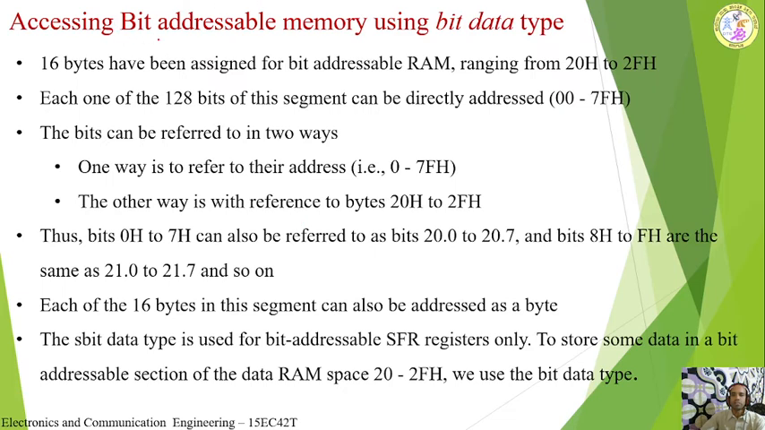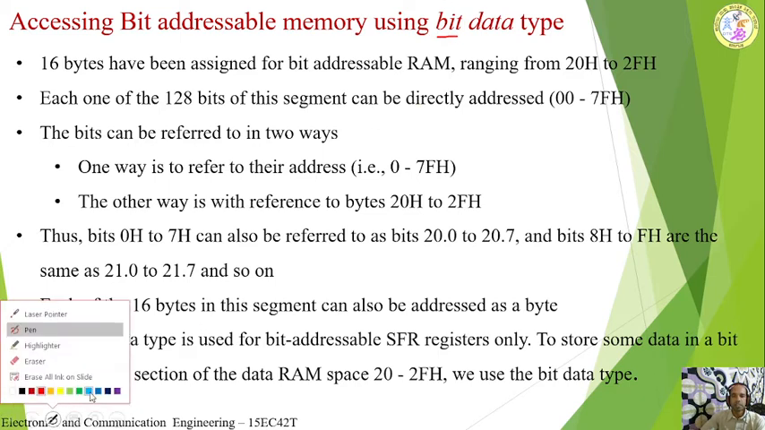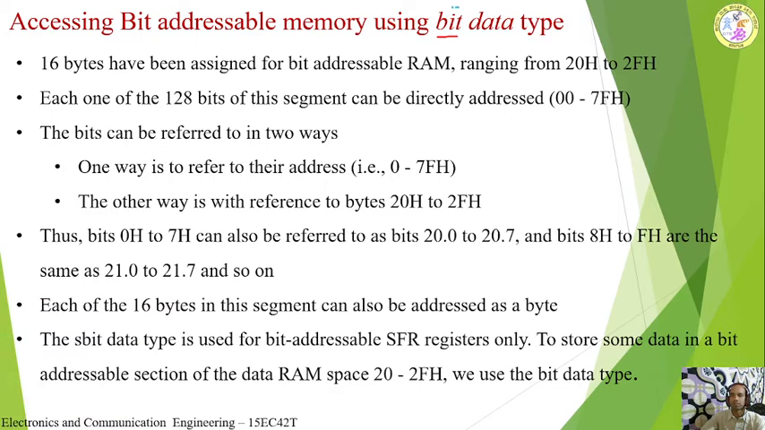Next, accessing bit addressable memory using the bit data type. We have another data type called the bit data type, and it is used to access the bit addressable memory location. 16 bytes have been assigned for bit addressable RAM, ranging from 20H to 2FH. We know that out of 128 bytes, 16 bytes are reserved as bit addressable memory, from 20H to 2FH. Each of the 128 bits of this segment can be directly addressed by using the address 00 to 7FH.